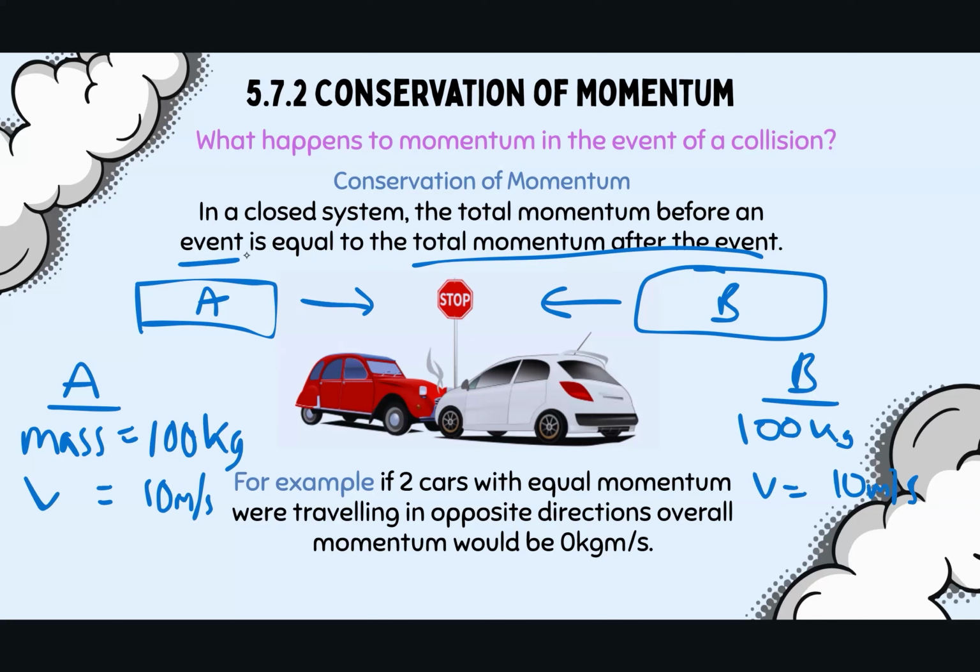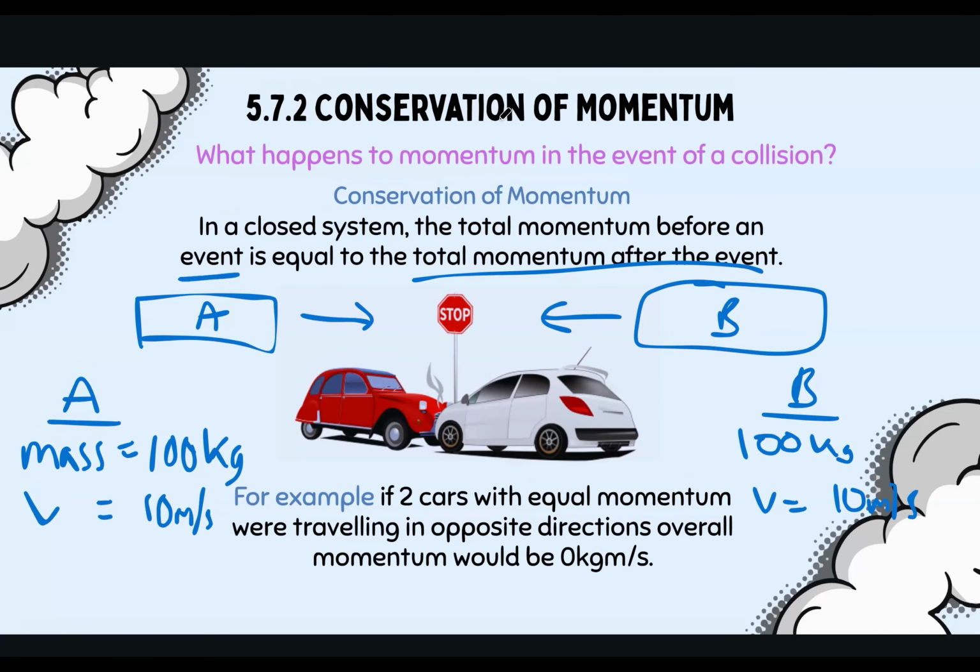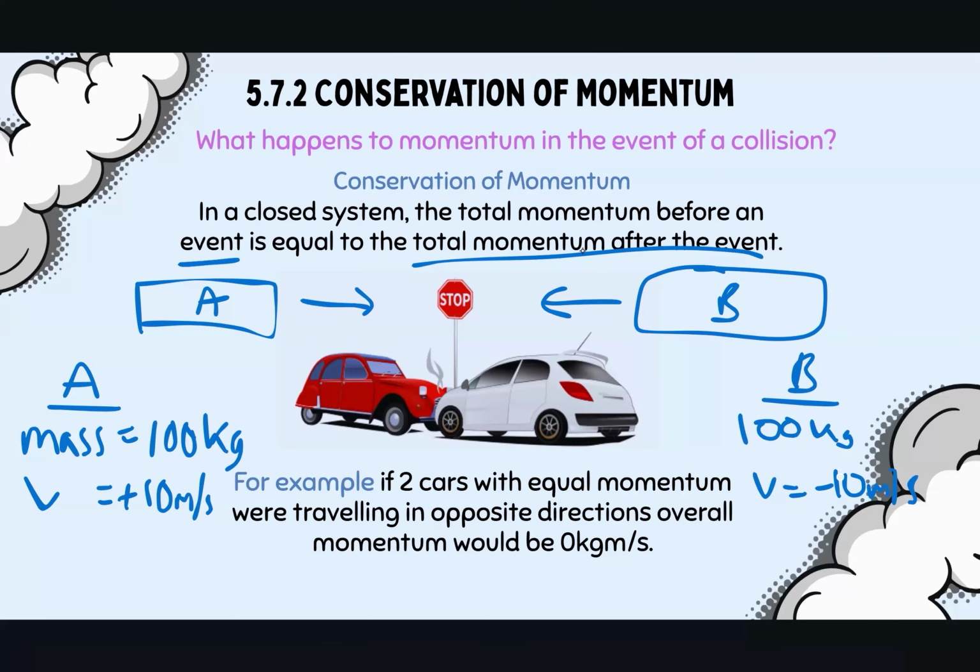Now, I made one mistake here. Can anyone tell me what that mistake is? Because velocity is a vector. So what should I have put for my velocity for B? Is it accurate for me to have written 10 meters per second for A and 10 meters per second for B? No, it's not accurate because this is a vector. So this is plus 10 meters per second and this is minus 10 meters per second.